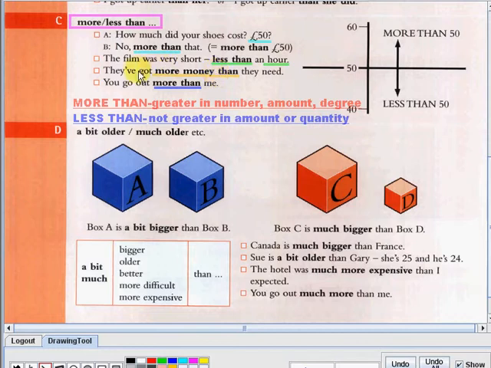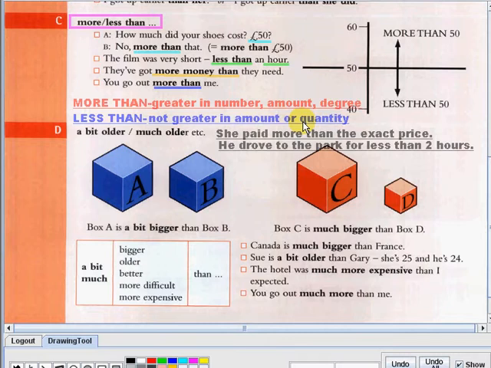And for the last sentence, you go out more than me. So like in our previous video, we used the objective pronoun me after the word then. Okay? So it's easy, right? Now let's have an example sentence using the words more than and less than.